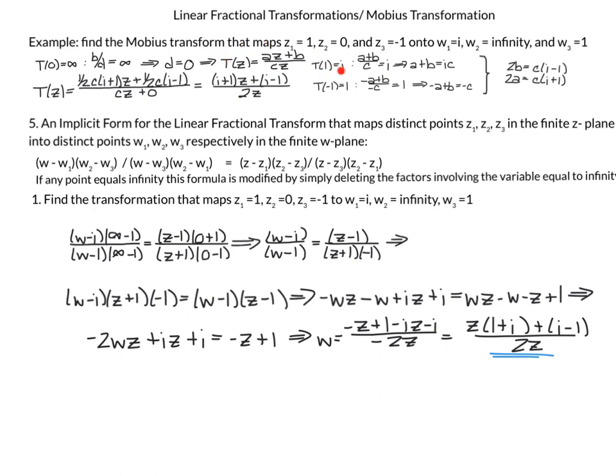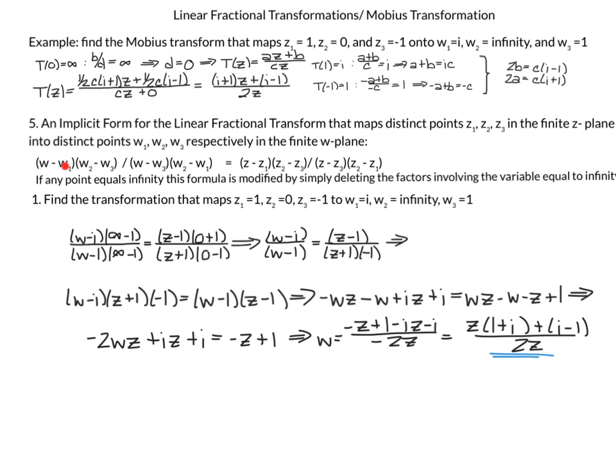We used T(1) is equal to i, and T(negative 1) is equal to 1, and eventually we came out with this equation for T(z). So our linear fractional transformation was ((i plus 1)z plus (i minus 1)) all over 2z. So now we'll redo this problem using our implicit formula.